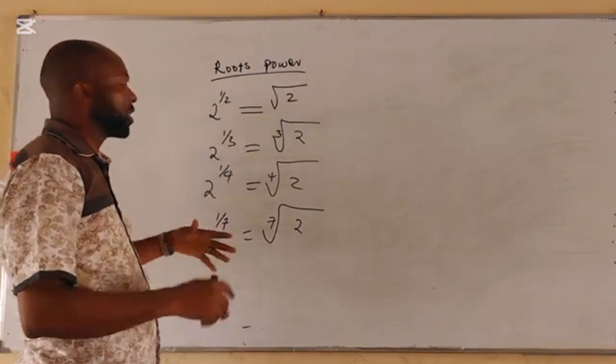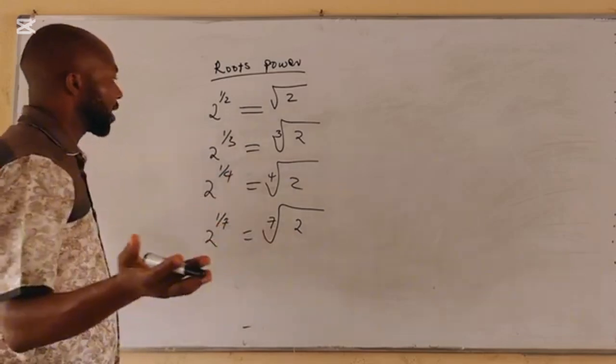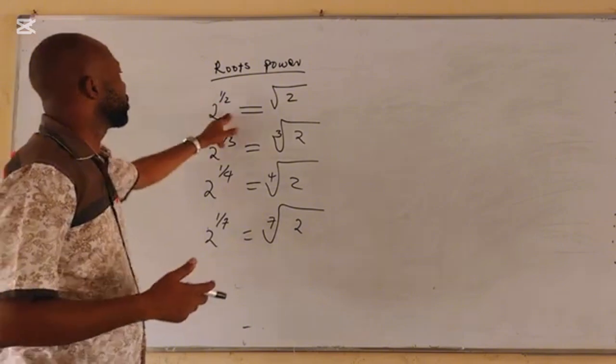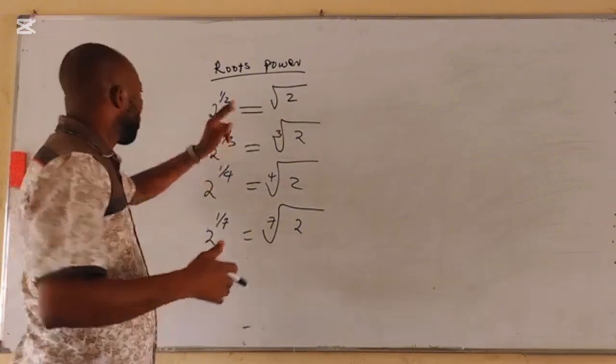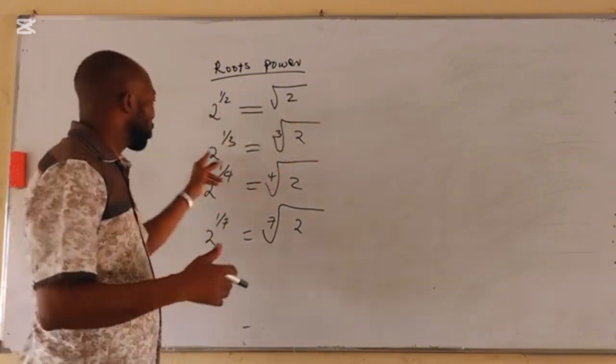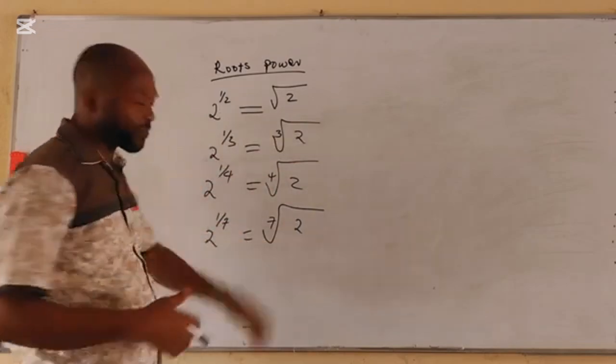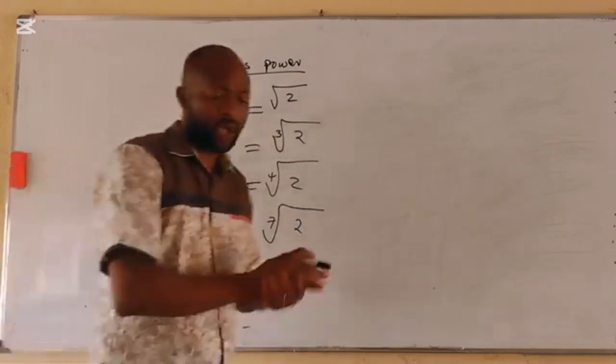It shows you the indices of different roots, and that's all. So at all times, you should know that 1 over 2 is the same thing as square root. 1 over 3 is the cube root. 1 over 4 is the fourth root. 1 over 7 is the seventh root. 1 over 5 is the fifth root. And so on and so forth. We can do that.